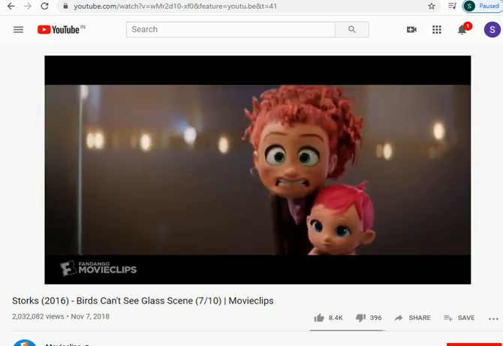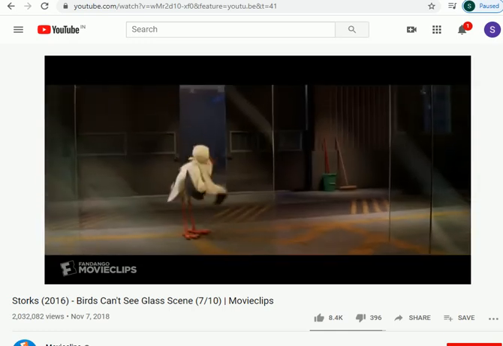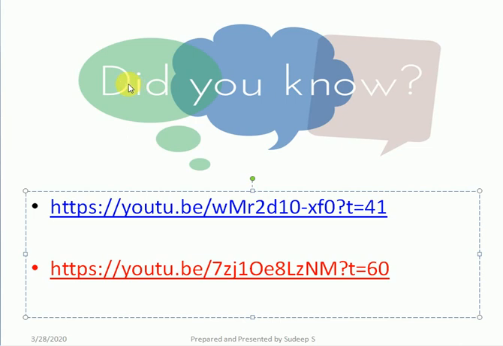Birds can't see glass! Yes, that's true. Birds can't see glasses.